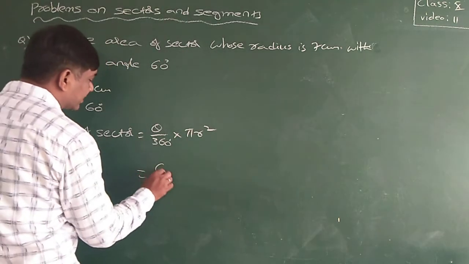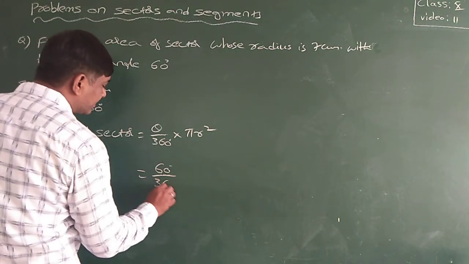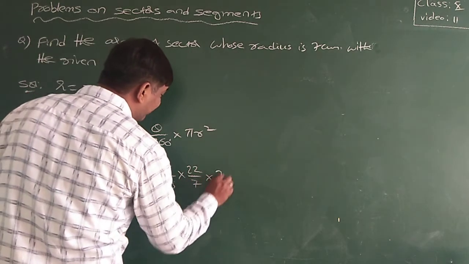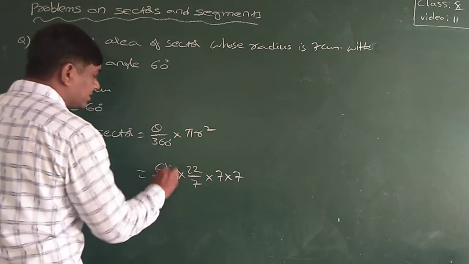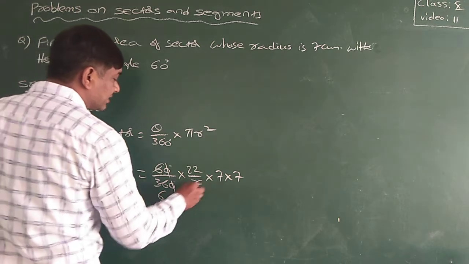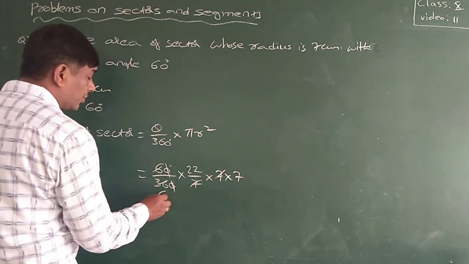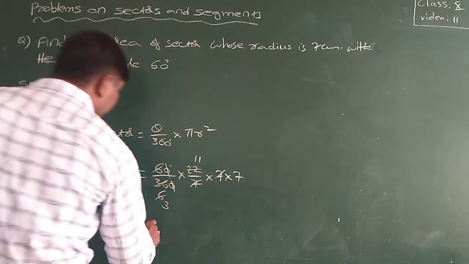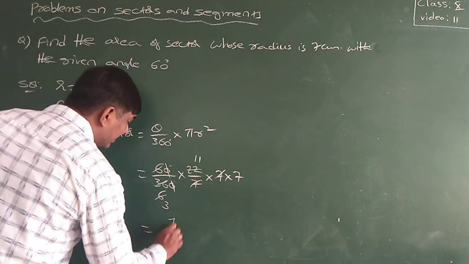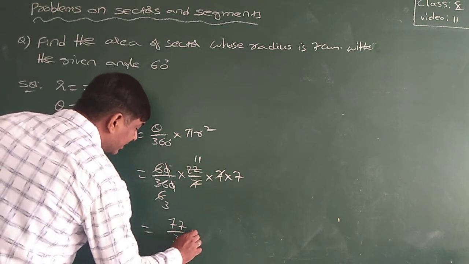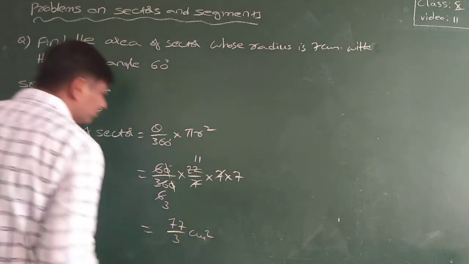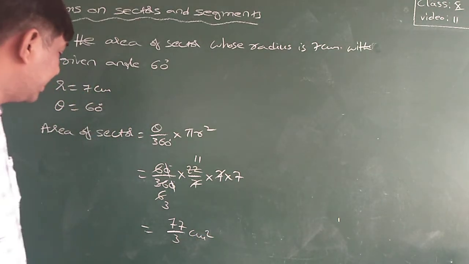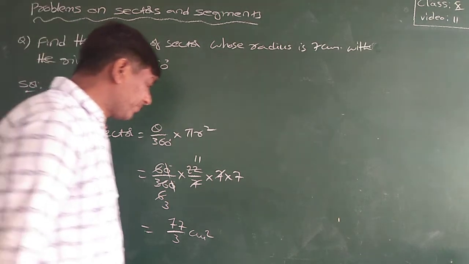That is equal to 60 degrees by 360 degrees into 22/7 into 7 into 7. Cancel: 6 1s are 6, 7 1s are 7, 7 cancels. 2 3s are 6, 2 11s are 22. That is equal to 11 into 7, 77 by 3 centimeter square. Okay.